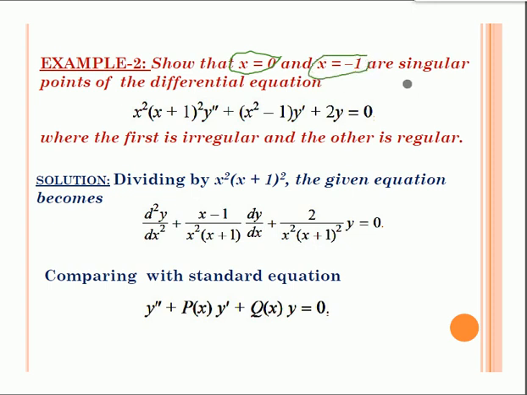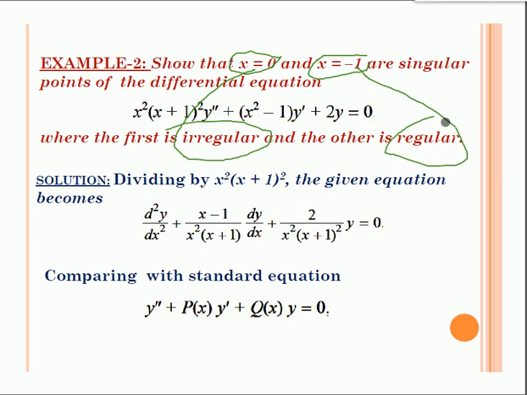We need to show that both are singular points of the given differential equation. If it is singular, then for one point I need to show that it is irregular, and for the second one I need to show that it is regular. So x equal to 0 is irregular, x equal to minus 1 is regular. This is the task.